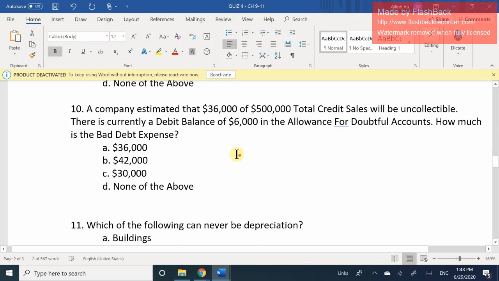Okay. Number 10, a company estimates that 36,000 of its 500 total credit sales will be uncollectible. There is currently a debit balance of $6,000 in the allowance for doubtful accounts. How much is the bad debt expense? A. Yes, because the keyword is total credit sales, which means we don't care about the allowance for doubtful accounts. So yes, A is correct.